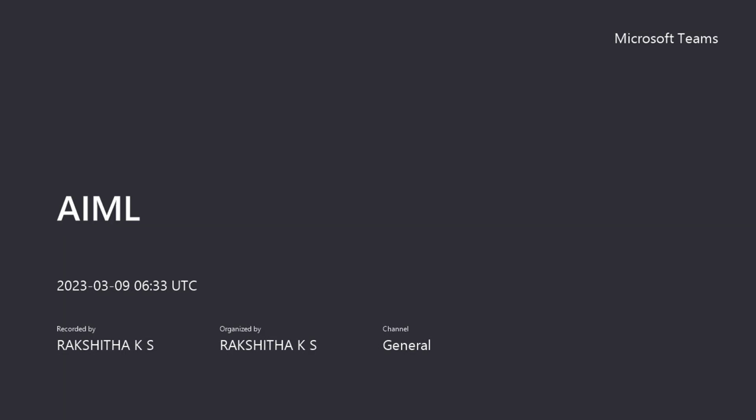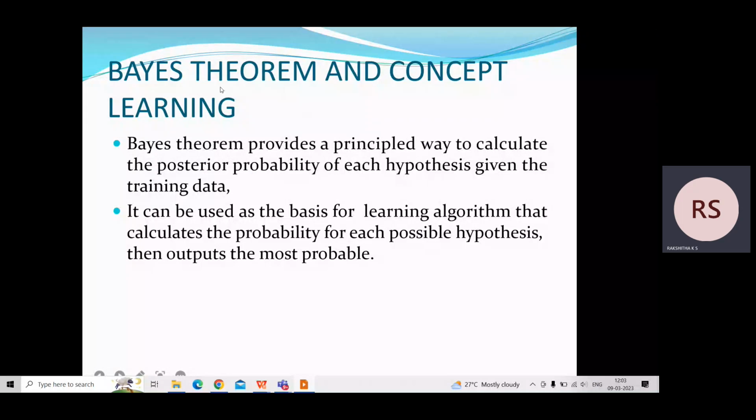Formulas of the probability. So we have known that. Next, what is the concept of the Bayes theorem? Bayes theorem provides a way to calculate the posterior probability of each hypothesis given the training data set. And it can be used as the basis for a learning algorithm that calculates the probability of each possible hypothesis and the most probable one.